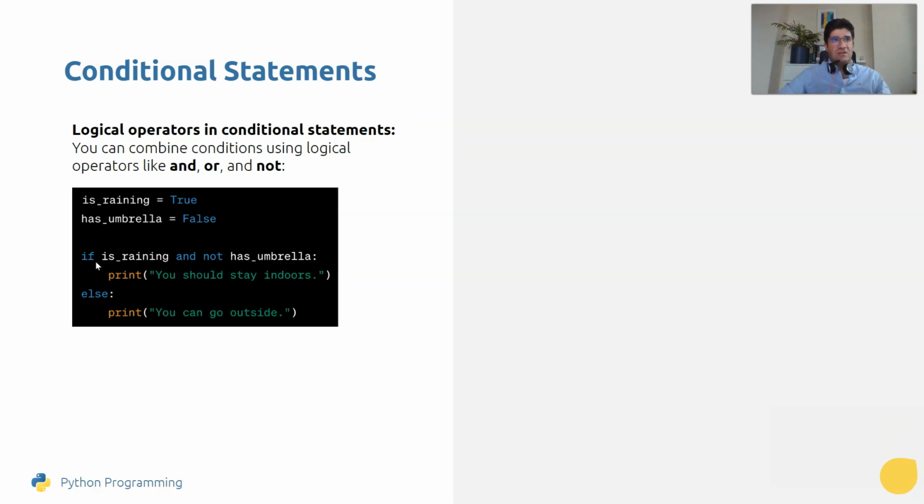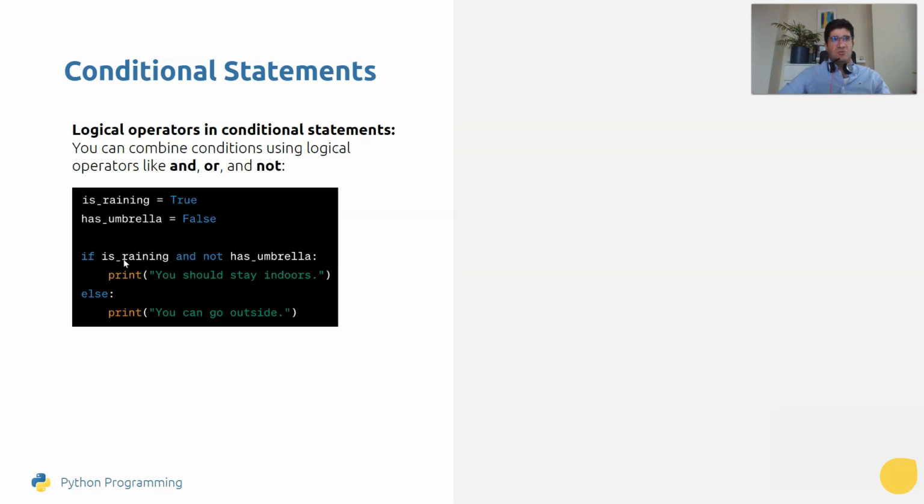So how can we check this condition? We can say if is_raining and not has_umbrella, then you should stay indoors. So in fact, if the weather is rainy and you don't have an umbrella, please stay indoors. Otherwise, you can go outside. In this case, has_umbrella is false and is_raining is true, so the output will be this statement: you should stay indoors.